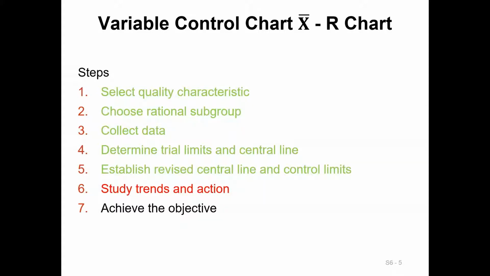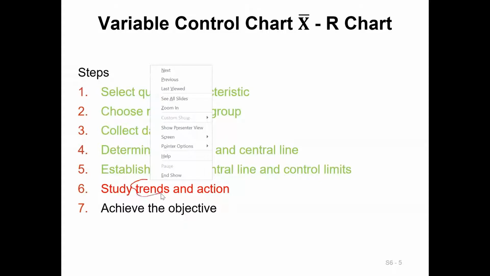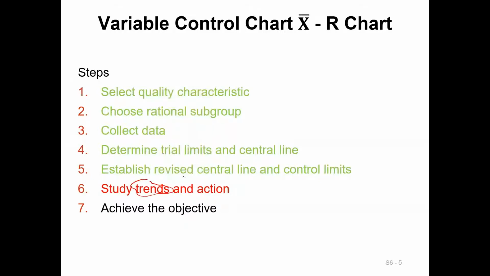Overview on step number 6. Step number 6 is talking about analyzing the control chart that you have plotted so far. The purpose of analyzing is to identify the so-called trend of the control chart. In general, the chapter can be split into 3 main sections.